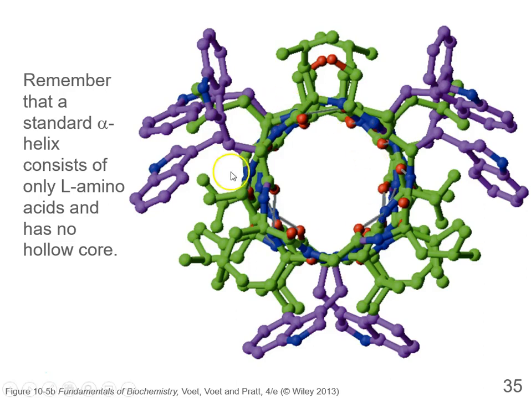So this is a top view of what this looks like. And I do want to caution you that this is not a standard alpha helix. Standard alpha helices are formed of L amino acids only, and their cores are very tightly packed, and no ions could possibly get through. But when we have this dimer of alternating L and D amino acids, we are able to form this pore in bacteria.